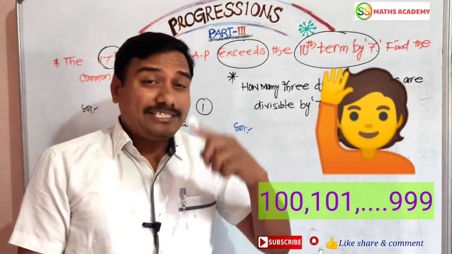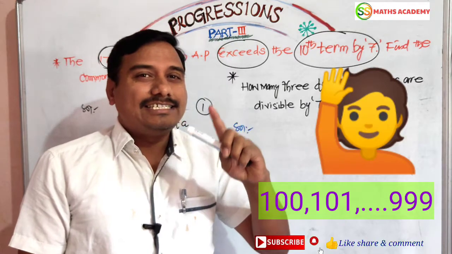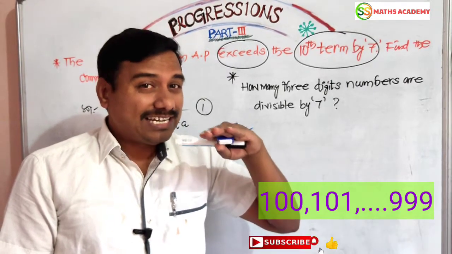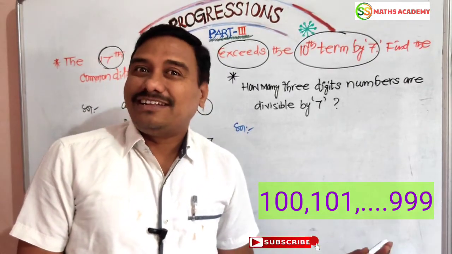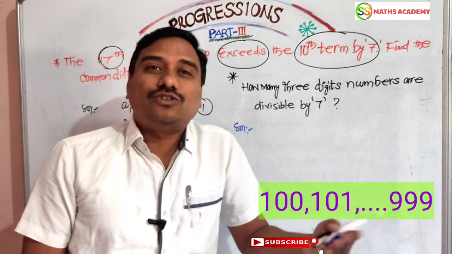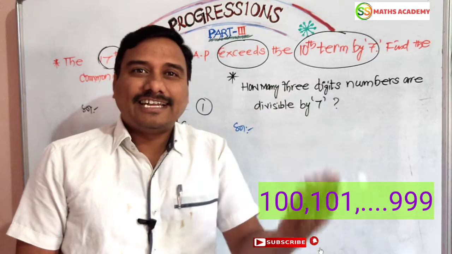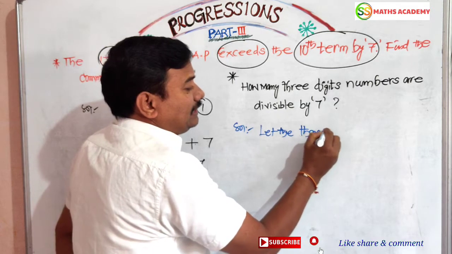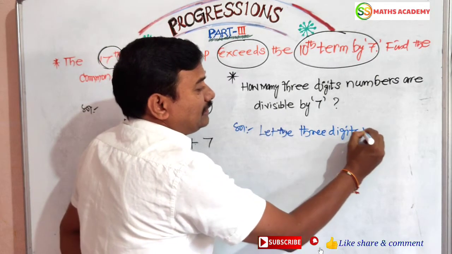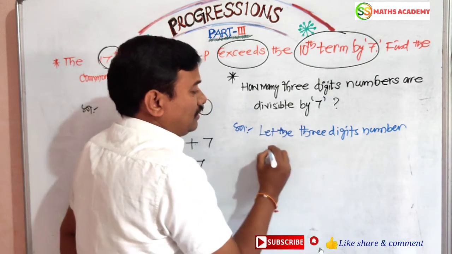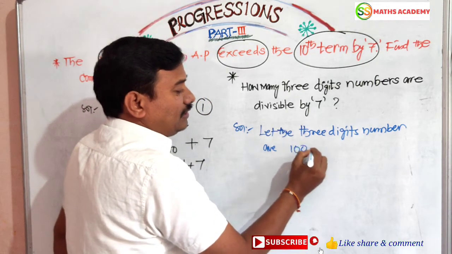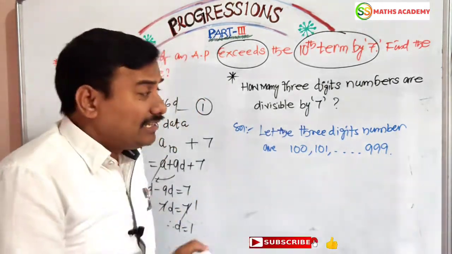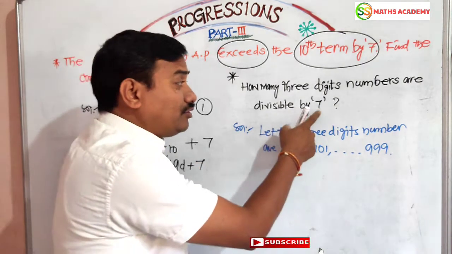In our number system, I told very clearly that the 3-digit numbers start with 100. Yes, the smallest 3-digit number is 100. When the largest is asked, you have to write that many nines, so the largest 3-digit number is 999. Let the 3-digit numbers be 100, 101 and so on up to 999. It is clear. Among these 3-digit numbers, we want those which are divisible by 7.